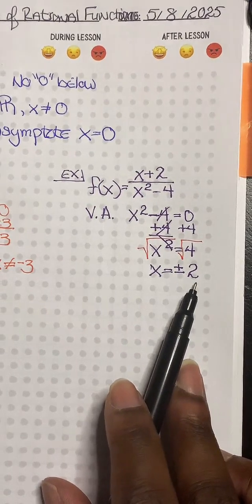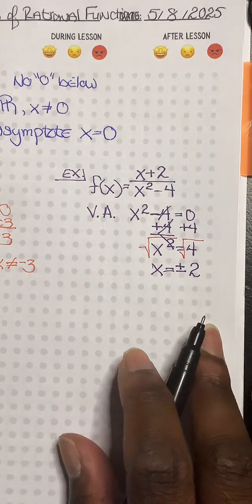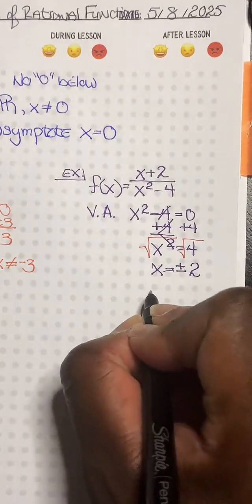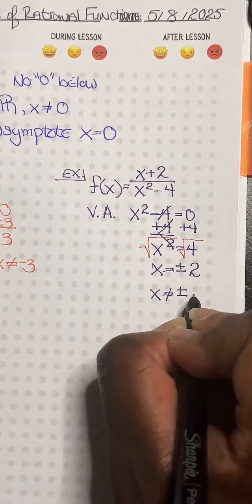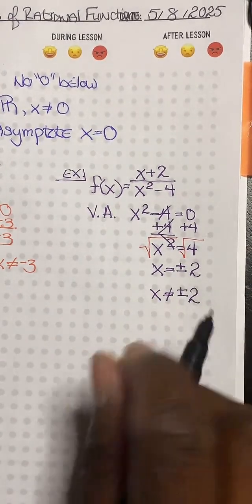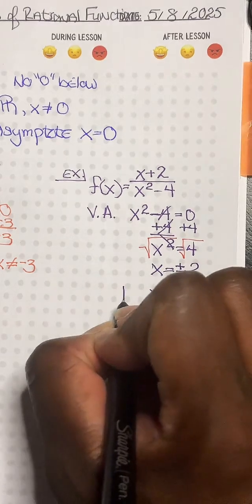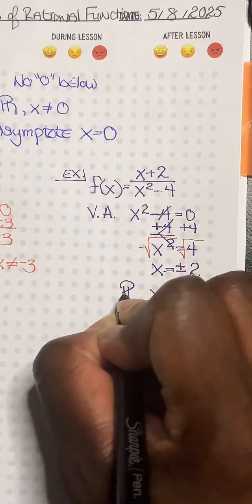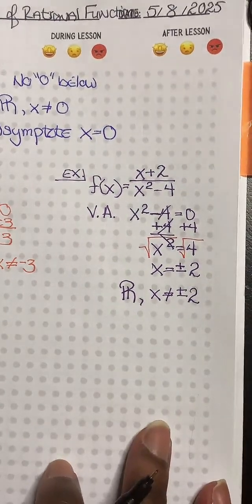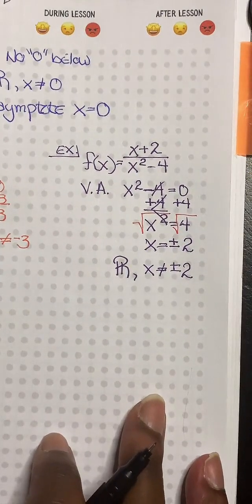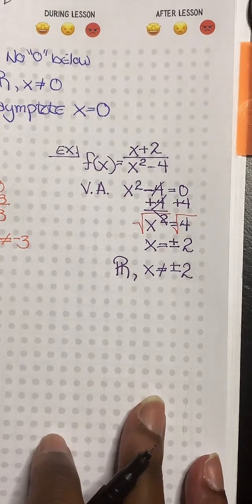All right, so it's basically going to be all your real numbers except x cannot equal plus and minus 2. Yes, you could put it in the unified form. Yes, you can put it into interval notation. You can do all of that. I just want you to get the basics, okay?